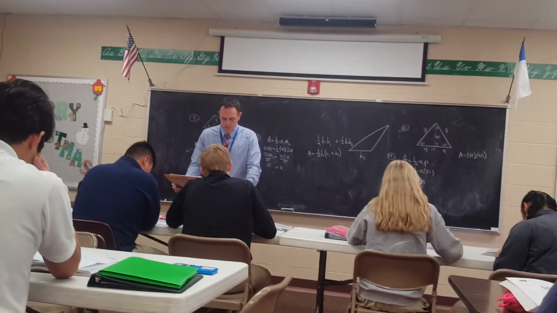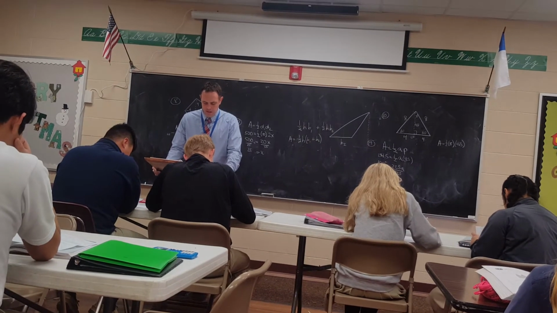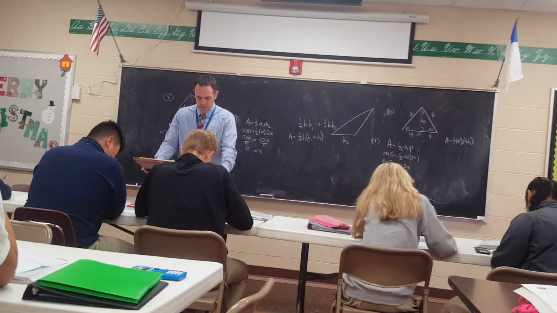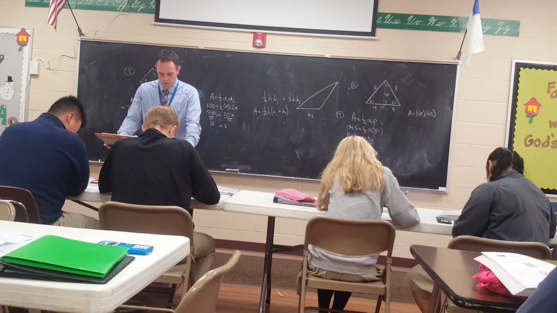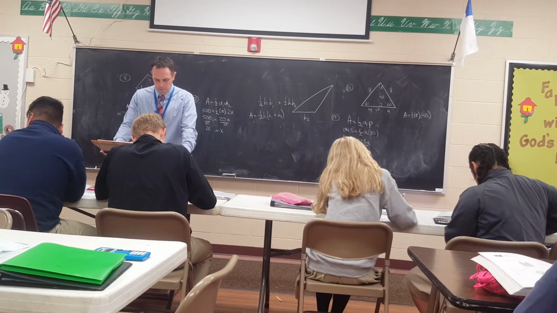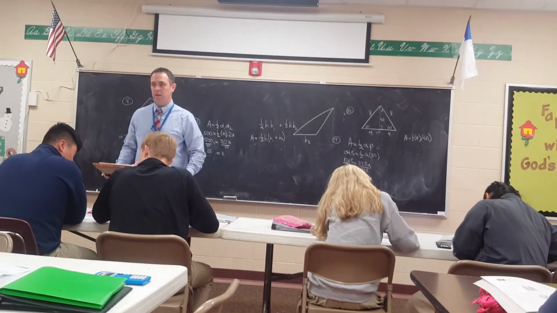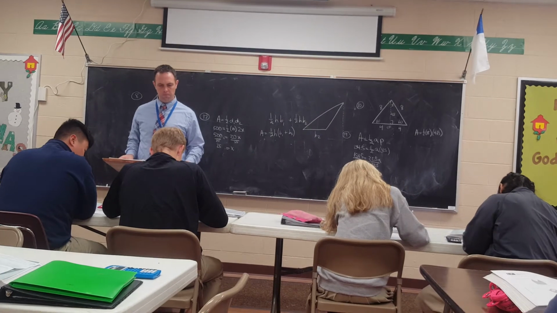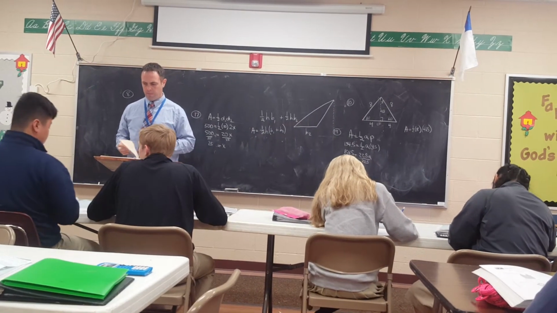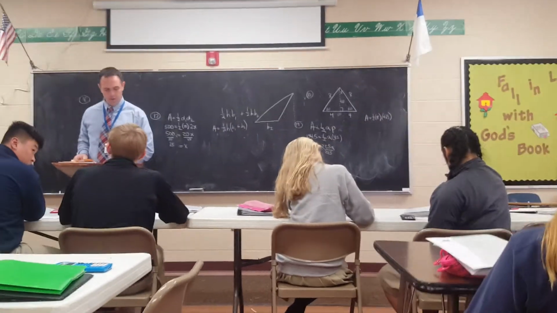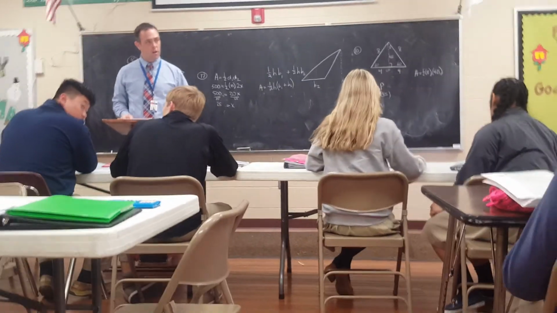Number 35, 706.9 is the area, and the radius would be 15. And then 36, the answer is 30 degrees. What was the radius for number 35? The radius is 15 for number 35. Libby?